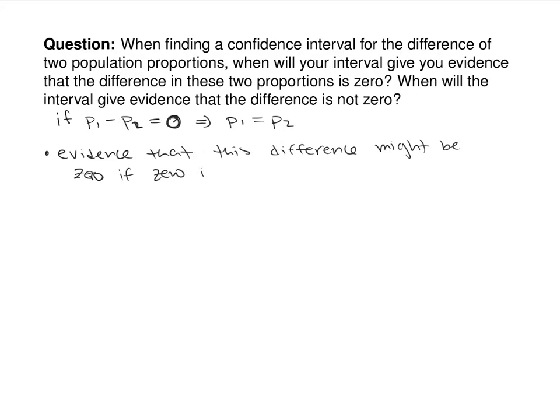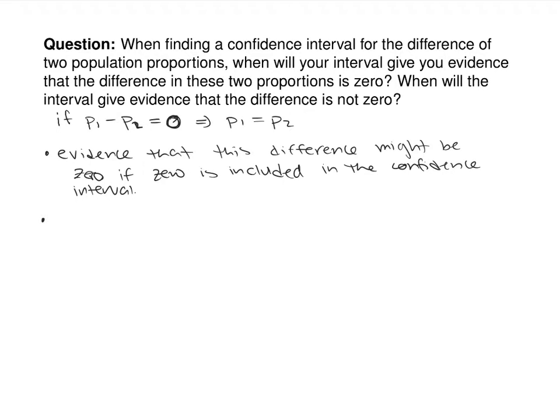If 0 is included in the confidence interval, there could be other reasons for that as well. I mean, it could be that your confidence interval is super wide because your sample size is really, really small. So that might be it, but it also is possible that the difference may have been 0 and those proportions are equal.